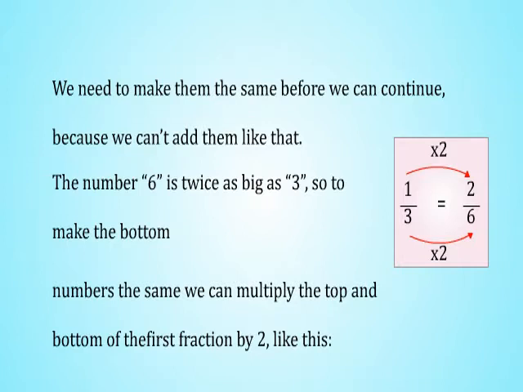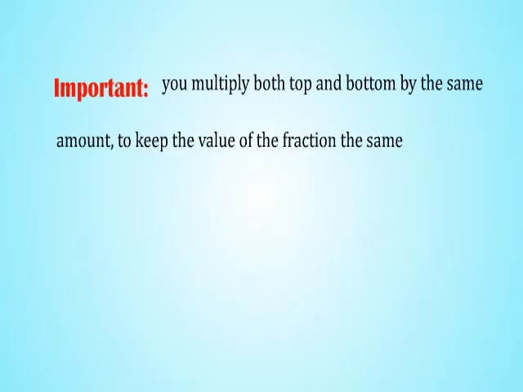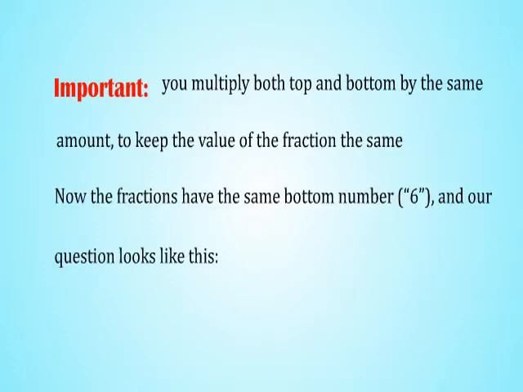The number 6 is twice as big as 3. So to make the bottom numbers the same, we can multiply the top and the bottom of the first fraction by 2 like this. Important. You multiply both top and bottom by the same amount to keep the value of the fraction the same.